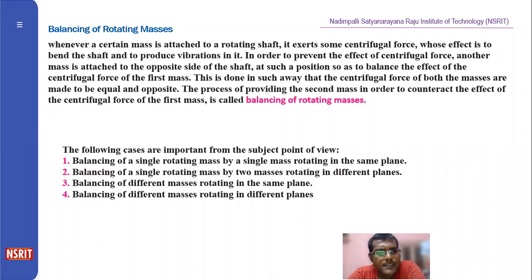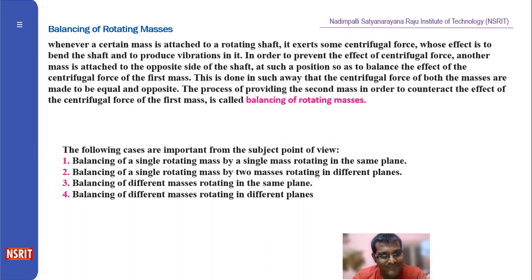Dear students, let us see the topic of balancing of rotating masses. Whenever a certain mass is attached to a rotating shaft, it exerts some centrifugal force whose effect is to bend the shaft and to produce vibrations in it. In order to prevent the effect of centrifugal force, another mass is attached to the opposite side of the shaft at such a position so as to balance the effect of the centrifugal force of the first mass.